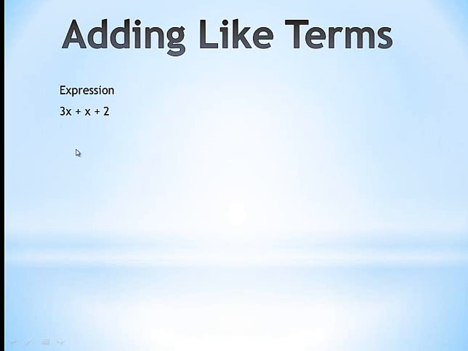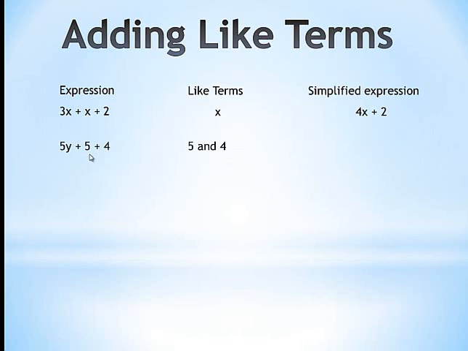So let's take a look at a couple. In this problem, what would my like terms be? My x's. So if I added my x's together, since this x doesn't have anything in front of it, what does that mean we have? We have one of those. So what's 3x plus x? 4x. Put the leftover, 4x plus 2. All right, what would my like terms be in this problem? The 5 and the 4. Combine those together, you would get 5y plus 9.